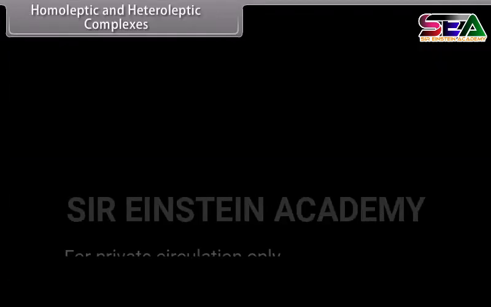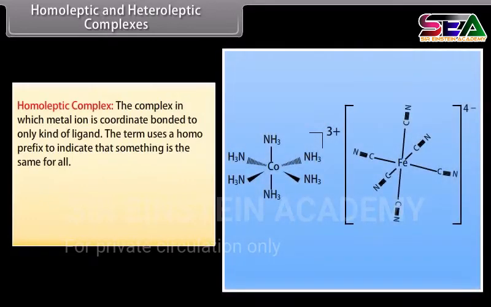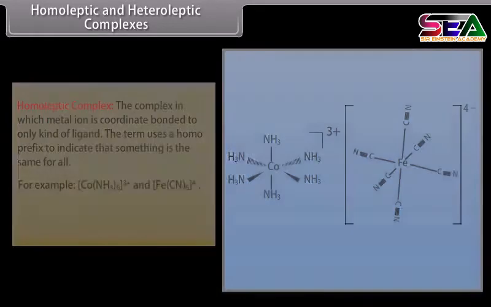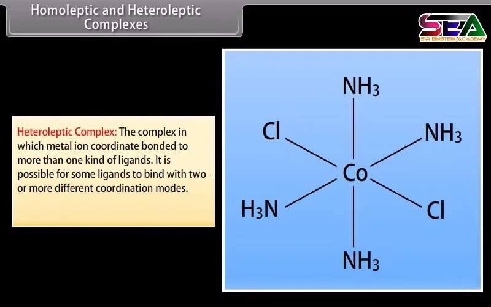Homoleptic and heteroleptic complexes. Homoleptic complex: the complex in which metal ion is coordinate bonded to only one kind of ligand. The term uses a homo prefix to indicate that something is the same for all. For example, [Co(NH3)6]3+ and [Fe(CN)6]4-. Heteroleptic complex: the complex in which metal ion is coordinate bonded to more than one kind of ligands. It is possible for some ligands to bind with two or more different coordination modes. For example, [CoCl2(NH3)4]+.